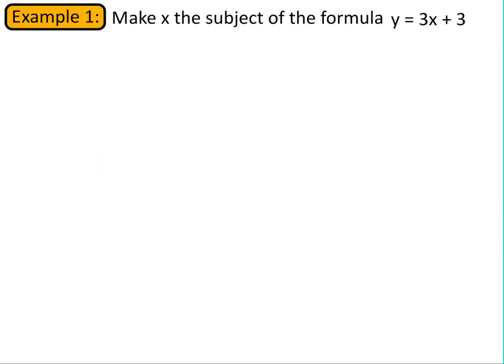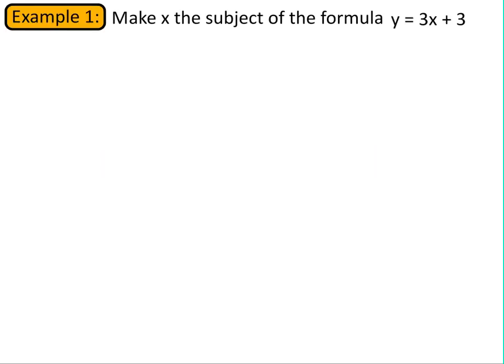In this lesson, we're going to look at how to change the subject of a formula. Now, this means moving around the formula, just like you would with an equation, so that a designated letter is isolated and on its own. So let's have a look at how this works with a few examples.